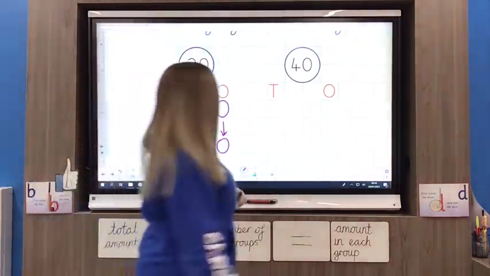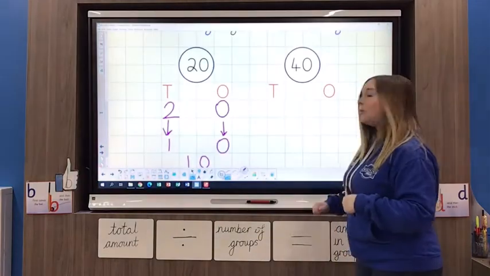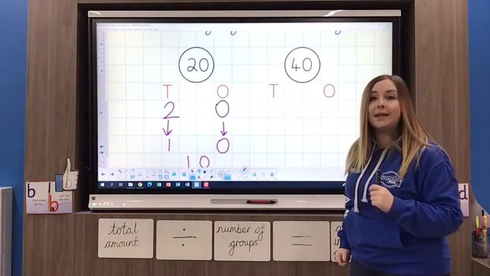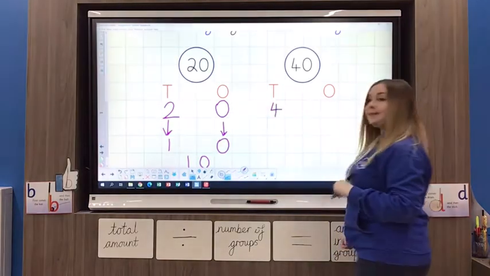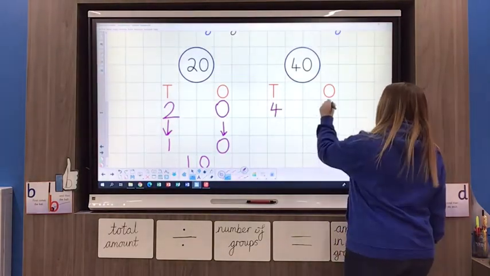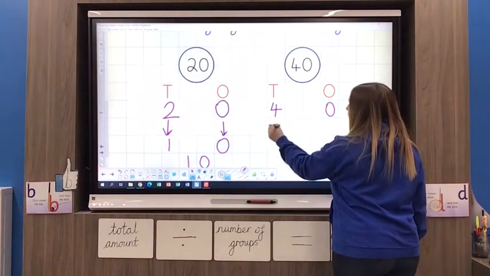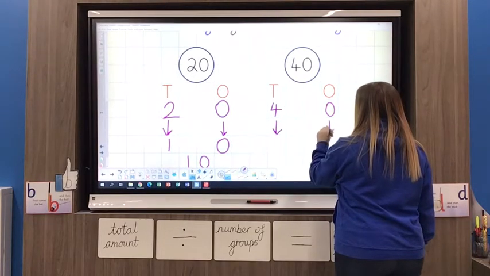Let's see if we can have a go at this number then. So now I've got 40. How many 10s are there in 40? There are 4. How many 1s? 0. Okay, so now let's half it, dividing it by 2.